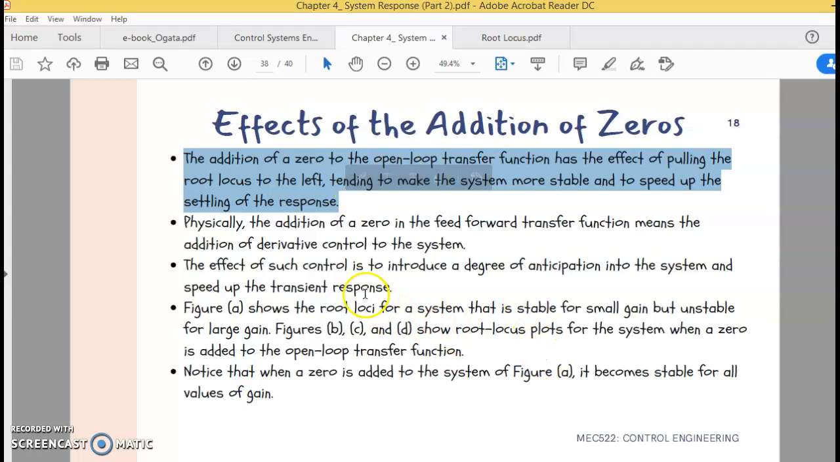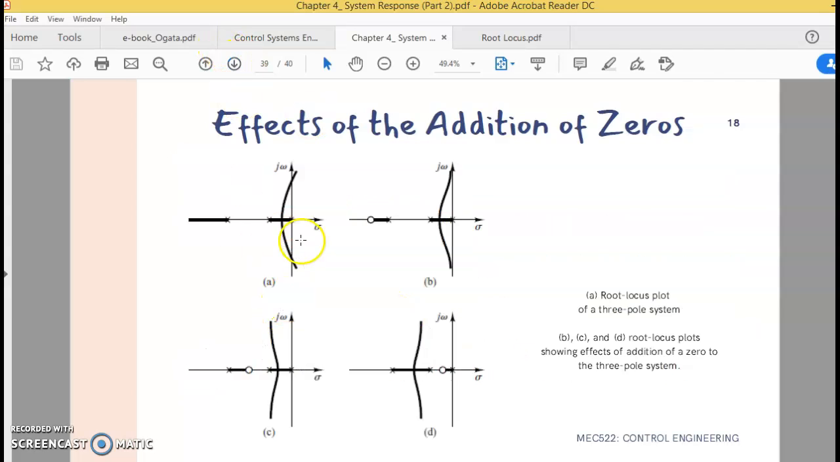So you can see the figure for the last. This one is all the pole, and then if you add 1 zero, dia akan tend to the left. Tukar dia punya condition. Dia punya curve akan lagi more stable. And then if you put the zero to another side, here, dia akan lagi tend to the left. I think that's all for the root locus.